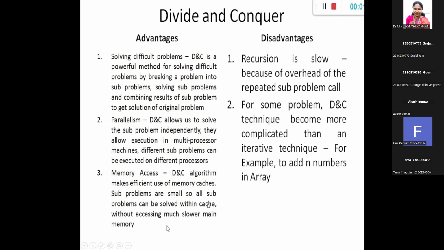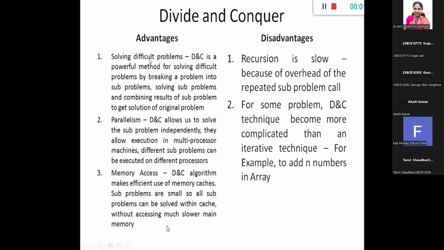So the problem, subproblems, and finding the solution for the subproblems and merging the subproblems together to get the final solution. Those things happen within the cache memory without accessing much slower main memory. The main memory is slower memory. The secondary memories are very, very slow memories. So the high speed memories are cache memories and CPU registers. So those are all the advantages of using divide and conquer technique.